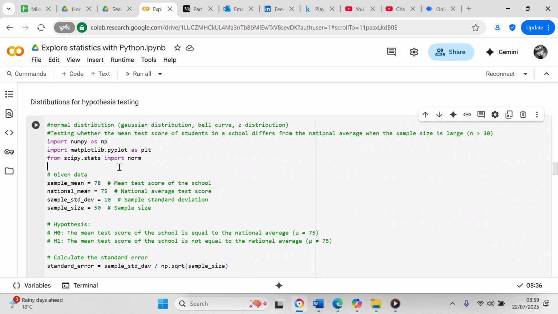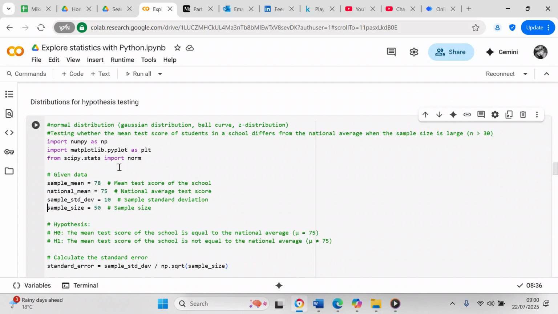After we have imported our libraries, we're going to define our variables. Sample mean is 78, so that's the mean test score of the school. The national mean is 75, so that's the mean test score of the population. Sample standard deviation is 10, and sample size is 50, because the sample size has to be greater than 30.